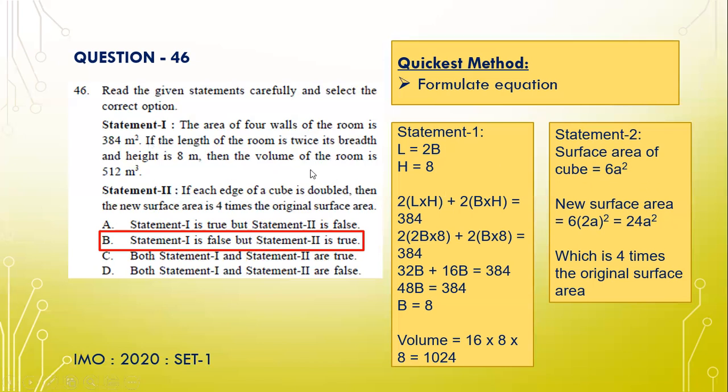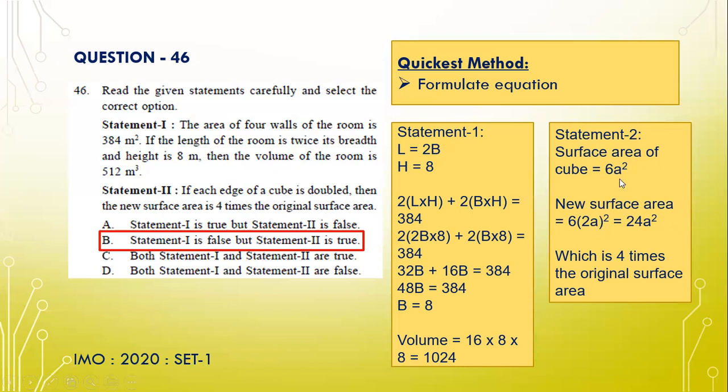Statement 2, surface area of a cube: if each edge of a cube is doubled, then the new surface area is 4 times the original area. Let's assume that the length of each edge is A. So total surface area of the cube will be, how many faces does the cube have? 6 faces, and area of each face is A into A, which is A square. So area of 6 faces will be 6 times A square, which is 6A square.